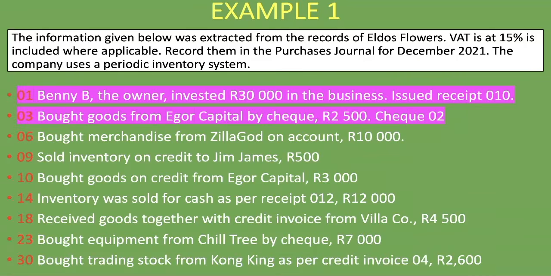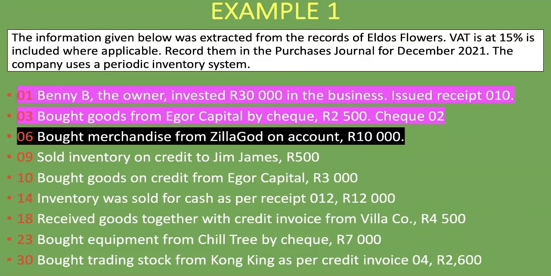So let's go back and highlight the one on the 6th in black, because it goes into our purchases journal. And then on the 9th, we sold inventory on credit to Jim James, 500 rand. Does this go into our purchases journal? No, it doesn't, because we're not buying inventory on credit, we're selling inventory on credit, so it doesn't go into our purchases journal. So we highlight that one in purple.